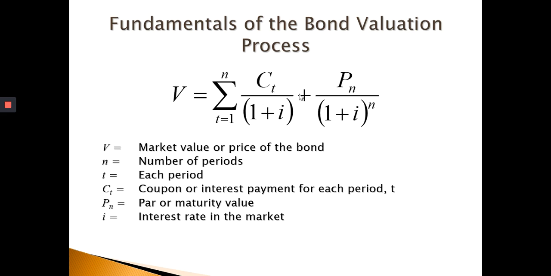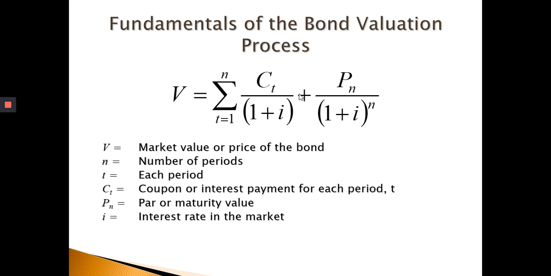Can you guess, class, how we calculate the interest, the income based on coupon, and also income based on par value? What do you think? Are you going to use present value annuity or present value? Let me ask you this way. Are you going to use both or only one? Some of you might guess it correctly.